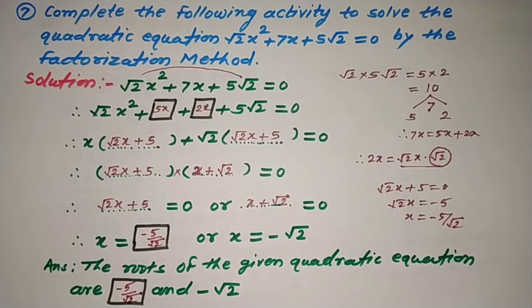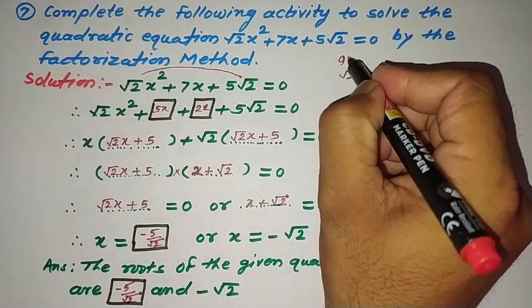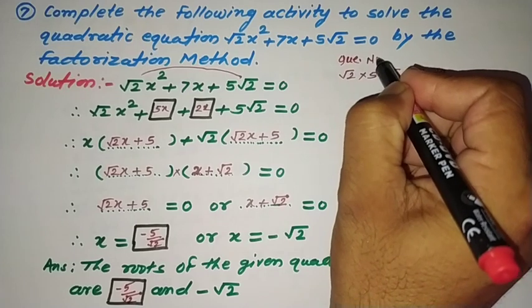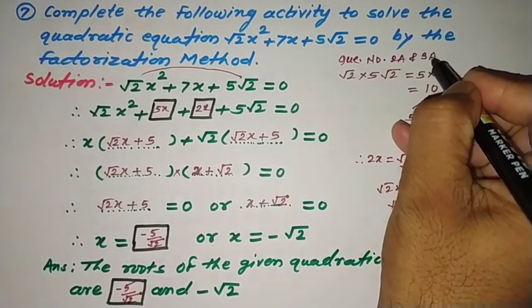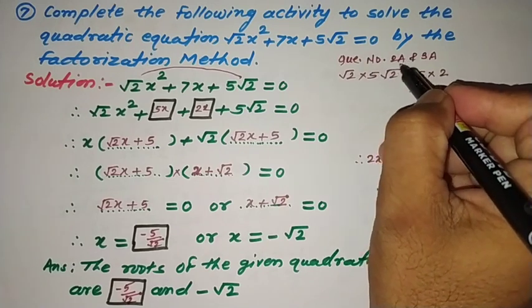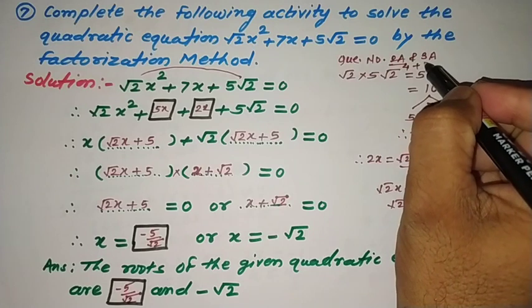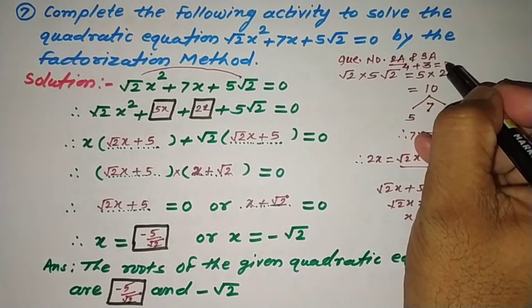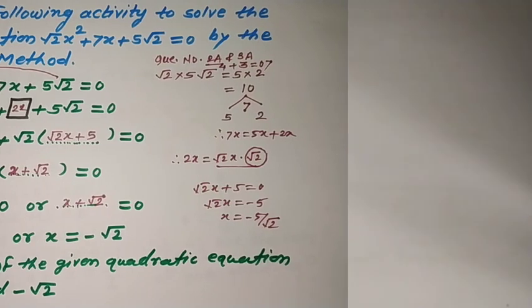This type of question is asked in your question paper, question numbers 2A and 3A. The marks given: 2A question activity based, 4 marks, and 3A, 3 marks. Total 7 marks are asked in this type of activity based question.